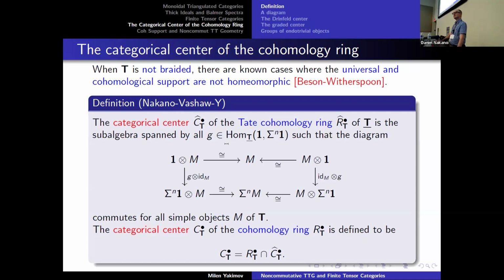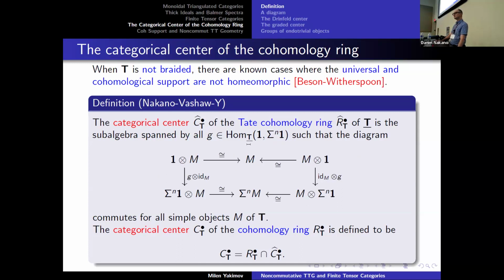So let's take a morphism from 1 to a shift of 1, and we will say that it is in the categorical center if the following happens. First, the object M is canonically isomorphic to 1 tensor M and M tensor 1. This is just the definition of the identity object. The shift of M is also canonically isomorphic to the shift of 1 tensor M and M tensor the shift of 1. So the bottom lines are all isomorphisms, and the top lines are all isomorphisms.